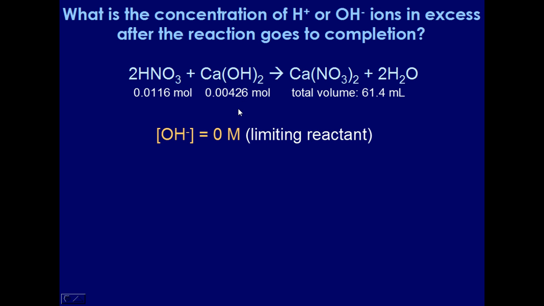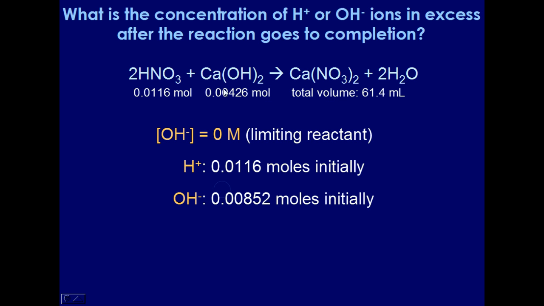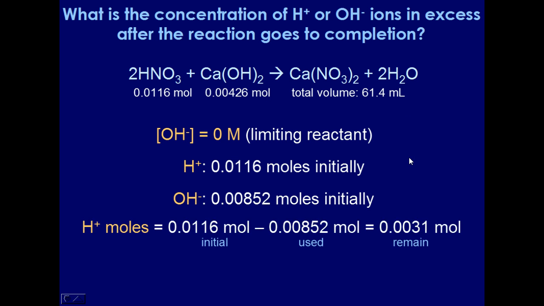So if I take my initial amount of hydrogen, 0.0116 moles, and I subtract from that twice this amount of calcium hydroxide, again because of the 2-to-1 ratio of hydroxide to calcium hydroxide, and because hydrogen and hydroxide react in a 1-to-1 ratio to make water, I have 0.0031 moles of hydrogen remaining once the reaction is complete.